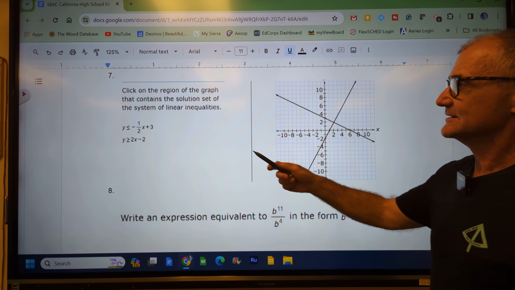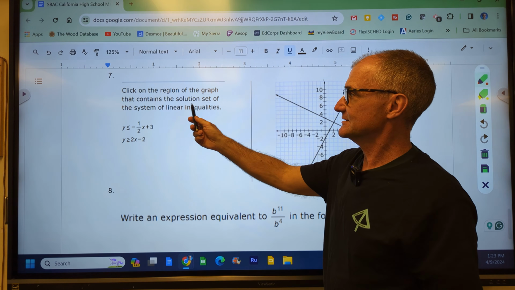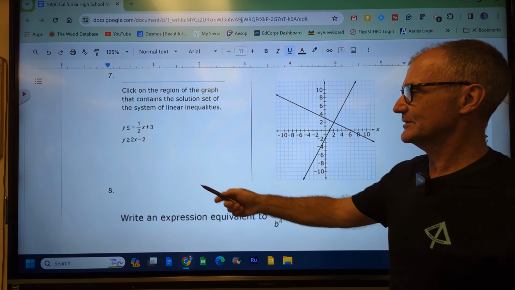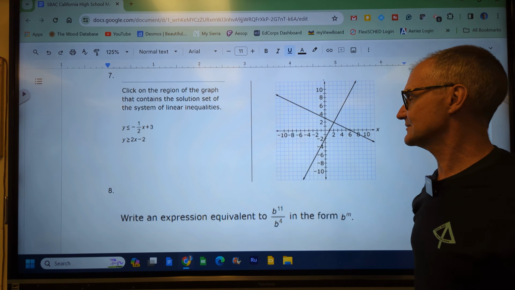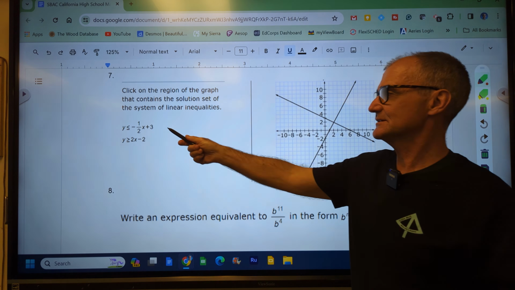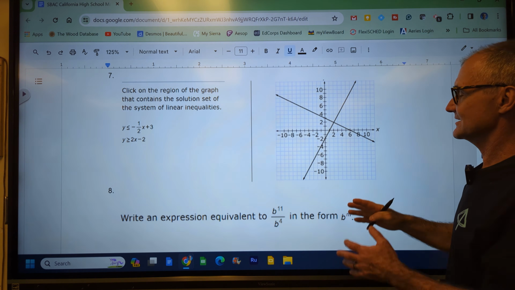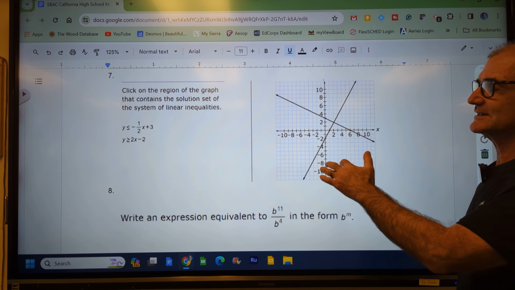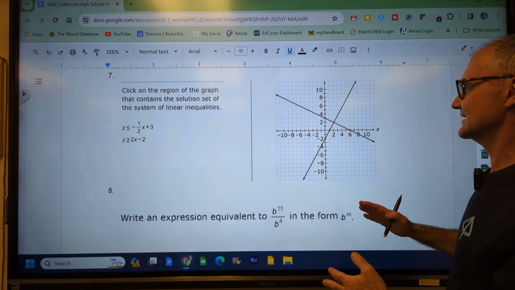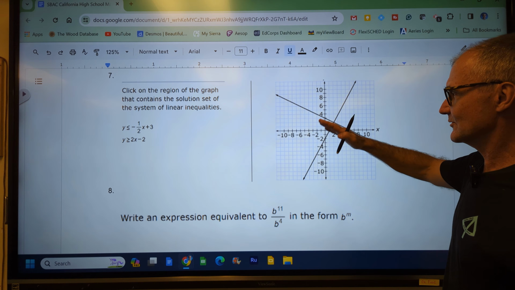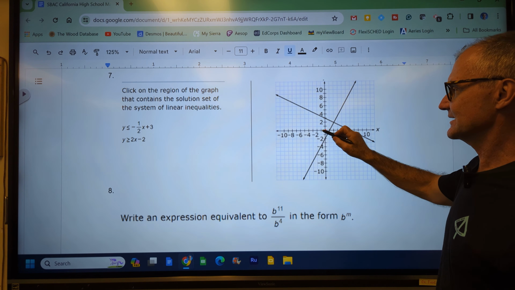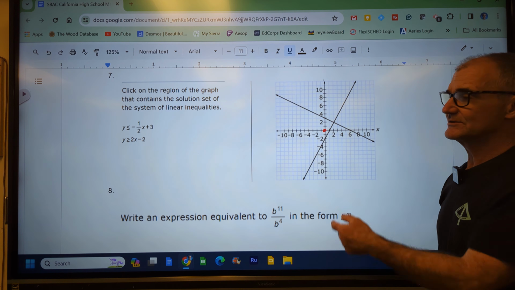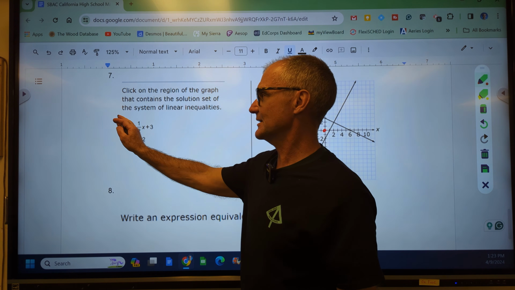Number 7, click on the region of the graph that contains the solution set for the system of equations. Well, they're both inequalities. They're equal to, so they're solid lines. One is less than, one is greater than. So I think it's going to be less than one and greater than the other. I could spend a lot of time working on it, or I could take a guess. I could just find below one, bigger than the other, pick an easy point like that. That coordinate is 0, 0. Take that 0, 0 and plug it in.